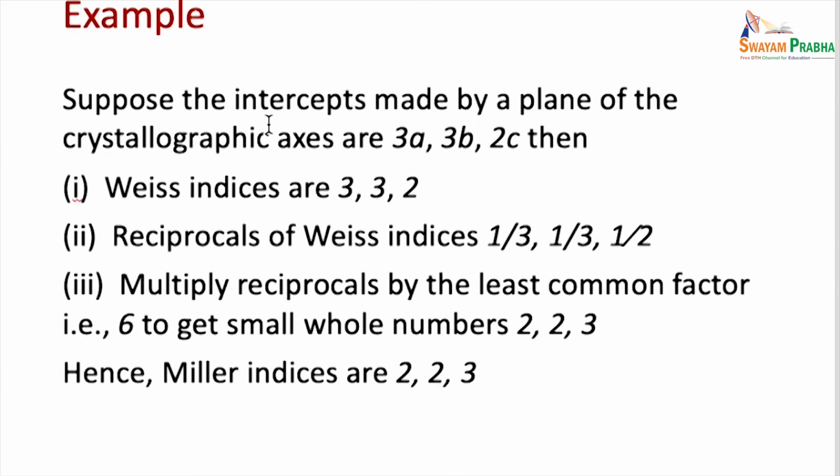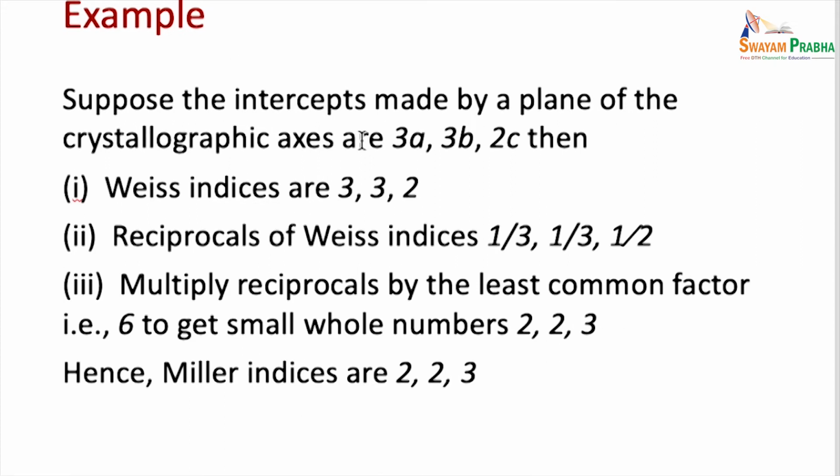I'm repeating, how do you find the Miller indices? You prepare a 3-column table with the unit cell axes at the top of the columns. In each column, the intercept as a multiple, 3a, 3b, 2c, is written. This is nothing but the Weiss indices. Now you take a reciprocal of these numbers, and you clear the fractions to obtain h, k, l, and hence you get the Miller indices.